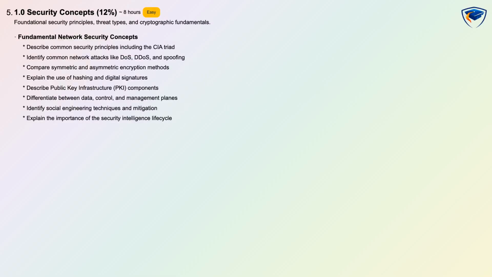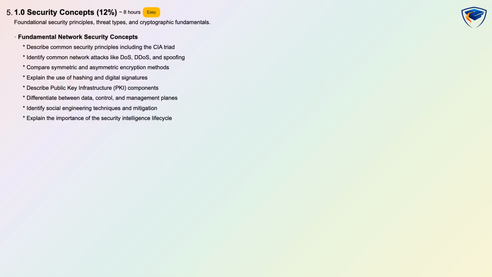Domain 1.0, Security Concepts, which accounts for 12% of the exam, covers foundational security principles, threat types, and cryptographic fundamentals. Key topics include describing common security principles including the CIA triad, identifying common network attacks like DoS, DDoS, and spoofing, and comparing symmetric and asymmetric encryption methods.